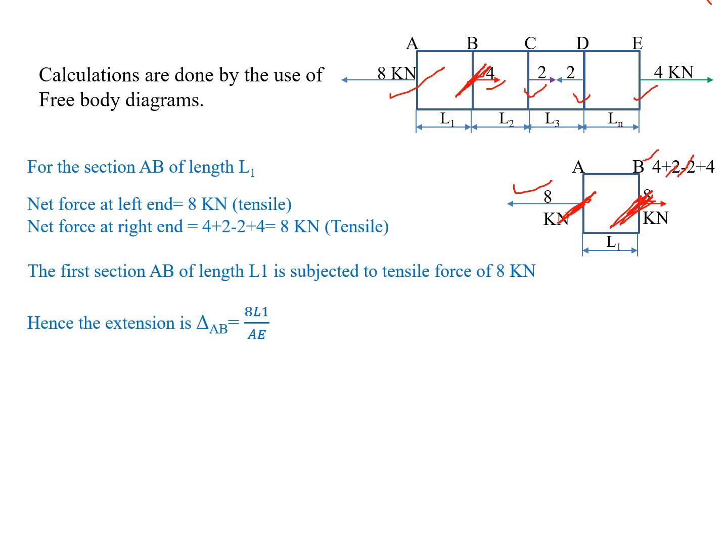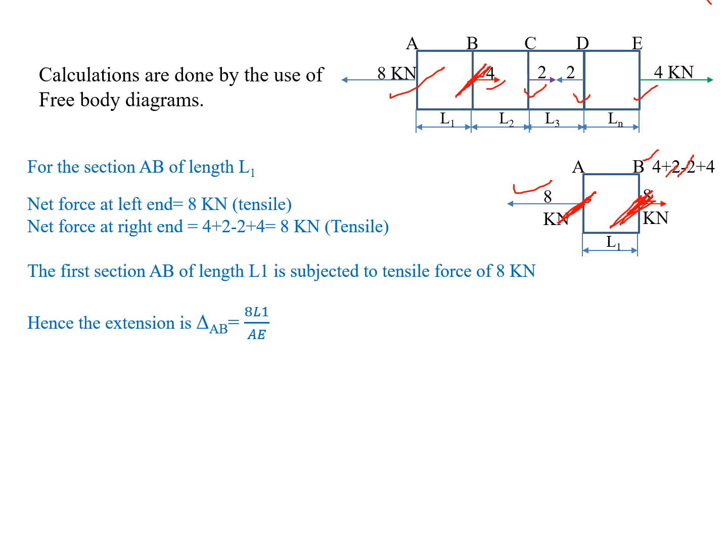And we know that deformation is P1 L1 by AE. So here the P1 value is 8 kilonewtons tensile. Tensile means extension takes place, so we have to consider the deformation also as positive. So the total deformation of section AB, that is delta AB, equals 8 L1 divided by AE.